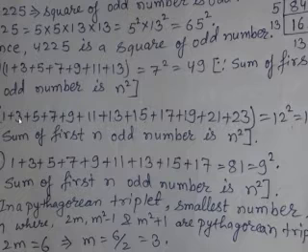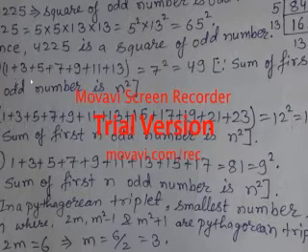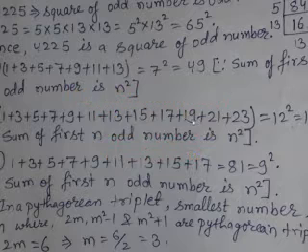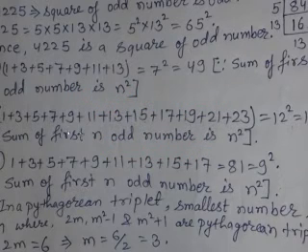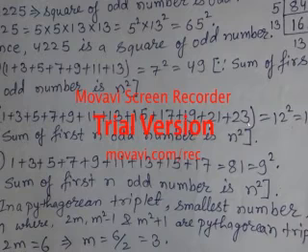Third number question, it is. There were only 3 questions. So it is 1 plus 3 plus 5 plus 7 plus 9 plus 11 plus 13 plus 15 plus 17 plus 19 plus 21 plus 23. If you count how many numbers are there: 1, 2, 3, 4, 5, 6, 7, 8, 9, 10, 11, 12. So 12 square is 144.